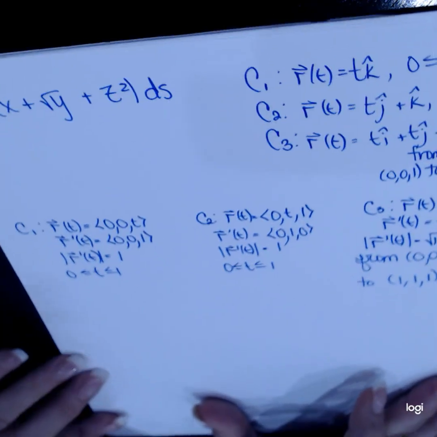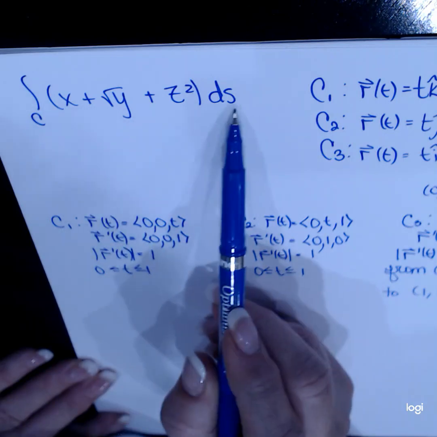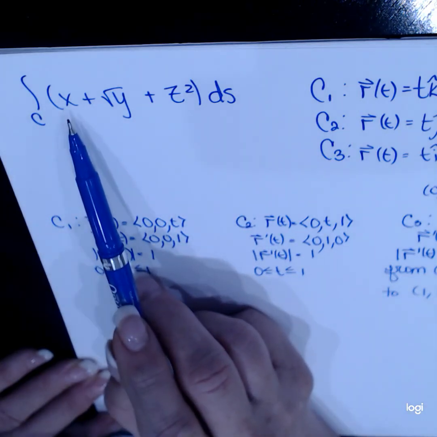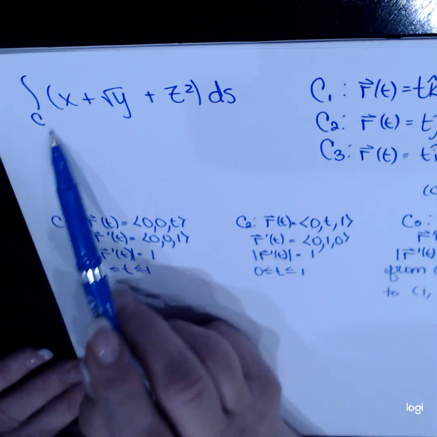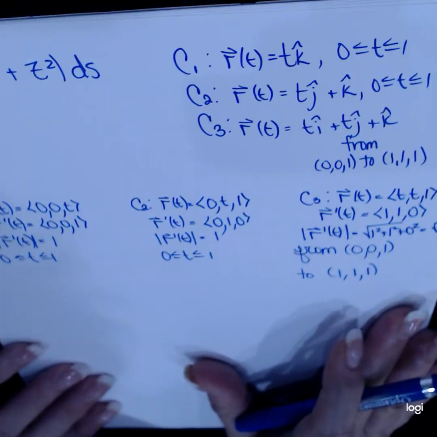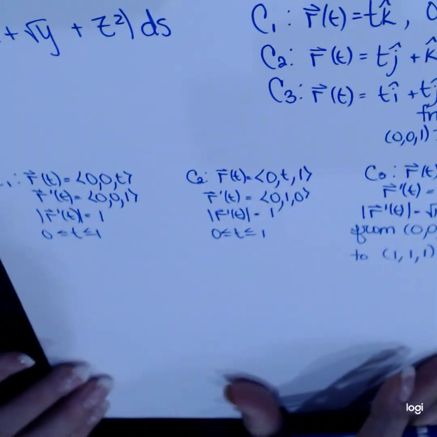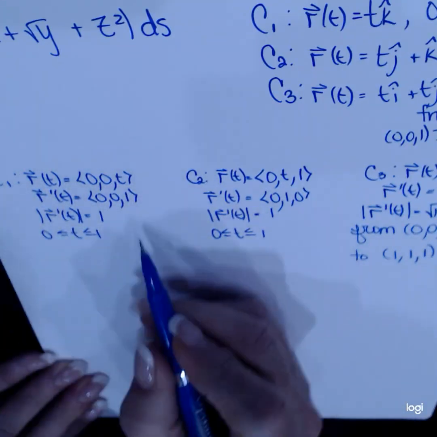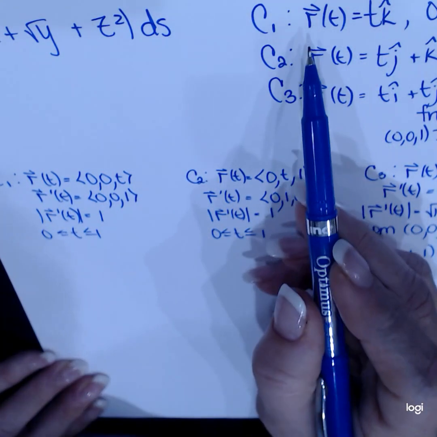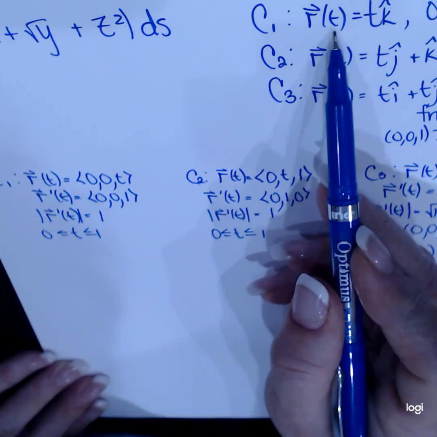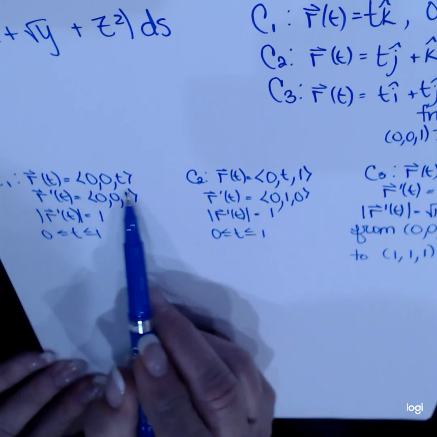If you look at the example that we're going to work today, we're going to work this line integral. We're going to integrate the scalar function x plus the square root of y plus z squared over a curve C, and we're going to look at piecewise smooth curves. So this curve has 3 sections to it. I've just rewritten that information here. So if you look at C1, it is the curve which looks like r of t equal to t times the unit vector k. Writing that in component form, it looks like this.